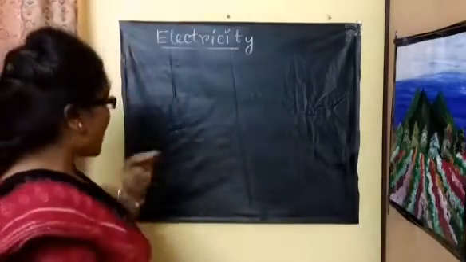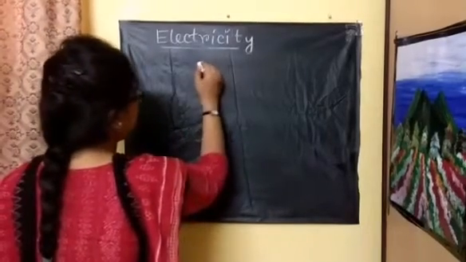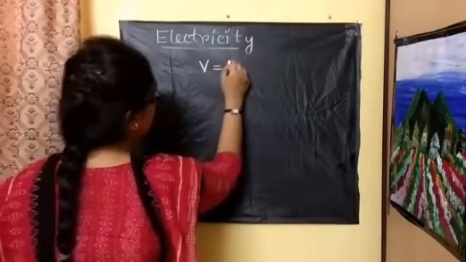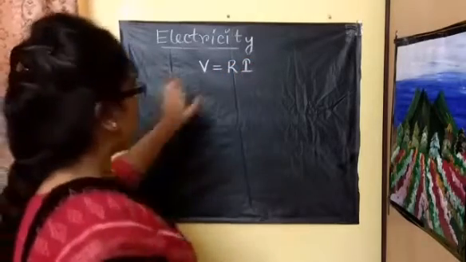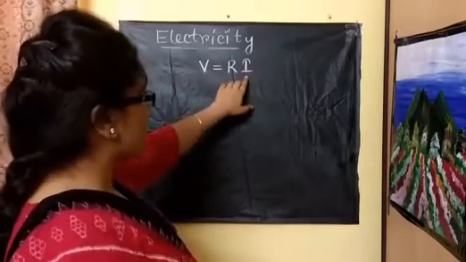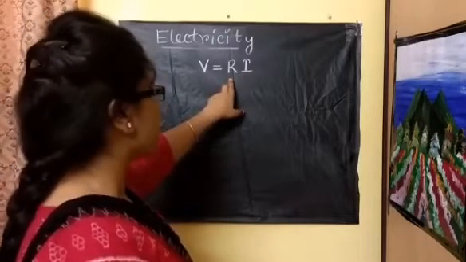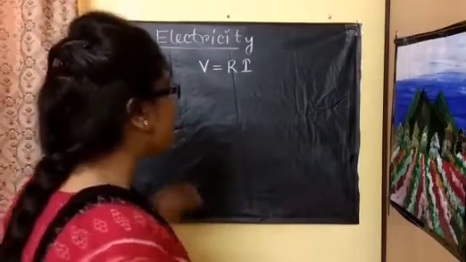So, as I had finished in my previous class, I was telling V equal to R into I. Means voltage is proportional to current, and R is the resistance or proportionality constant. I think no confusion. Now, what will be the unit of R?